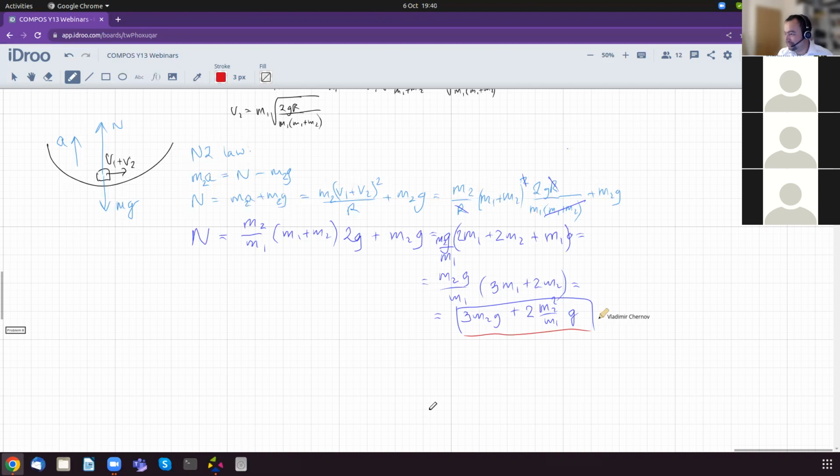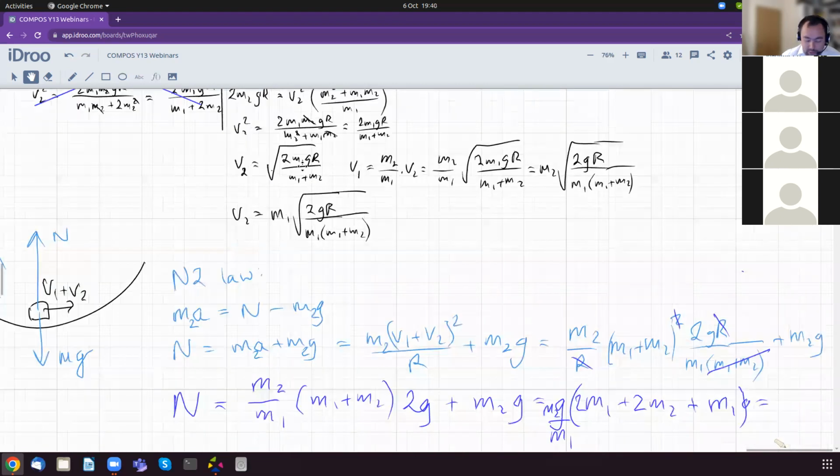Anyways, how did you go from the first equation for V2 to the final equation you showed? This one. So what I did here is I took M1, so basically I multiplied by M1 and divided by M1. So multiplied by M1, and I put M1 squared here. And then this cancels, and I got 2gr divided by M1, M1 plus M2. Hope that makes sense.